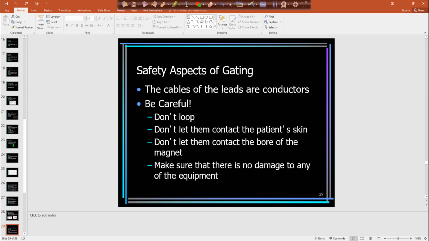So we do have the safety aspects. Remember, we're switching them over to MR safe, but remember to not loop. We don't want to create a closed loop, which could induce a voltage due to Faraday's law. Make sure that these wires are not in contact with the patient's skin. Don't let them touch the bore of the magnet. Make sure there's no equipment or fraying of these wires that could possibly burn the patient.